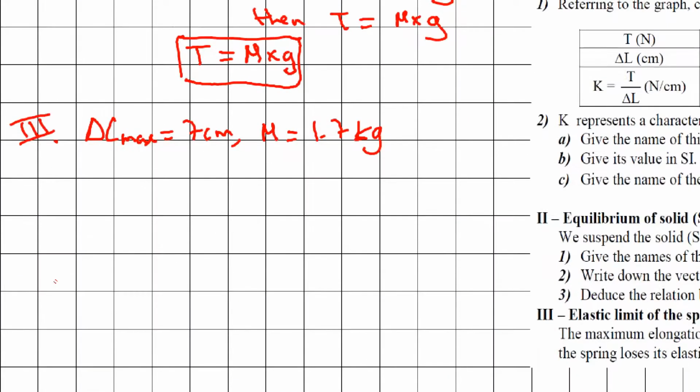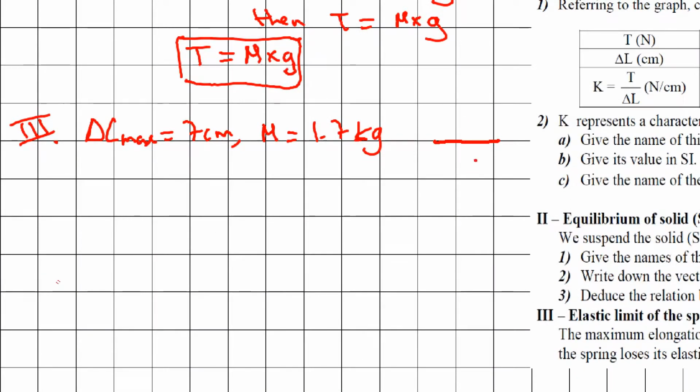So here what's happening is that we have this spring, knowing that this spring can be elongated by a maximum elongation given by 7 centimeters. So now if we suspend this mass M to the free end of the spring balance, the spring will elongate. Now we need to justify why the spring will lose its elasticity, knowing that the maximum elongation is 7 centimeters and the mass to be measured is 1.7 kilograms.